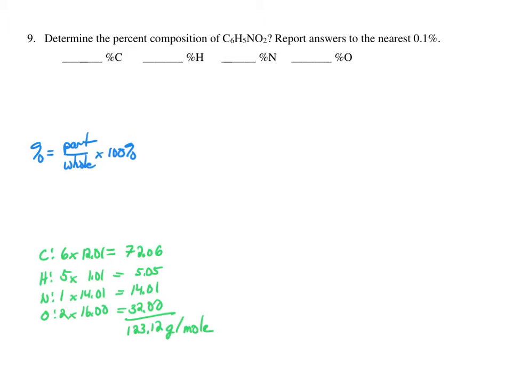We're asked to calculate the percent composition of this compound. Remember, percent is the part over the whole times 100%. The whole refers to the entire molecule, the formula weight, and the part is going to be the mass of each element. So we're going to find the mass percent of carbon, hydrogen, nitrogen, and oxygen in this molecule.